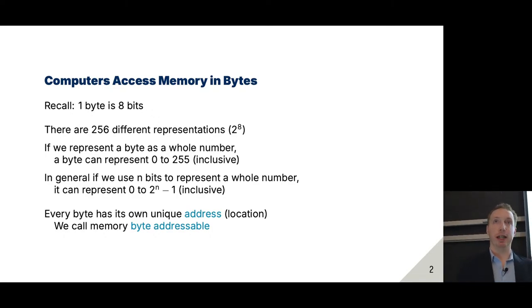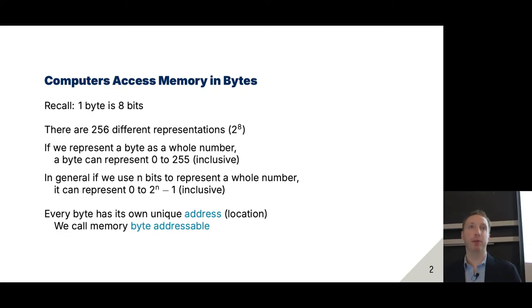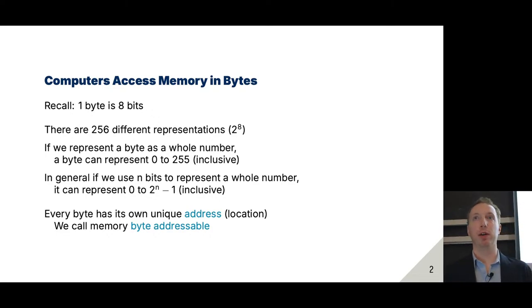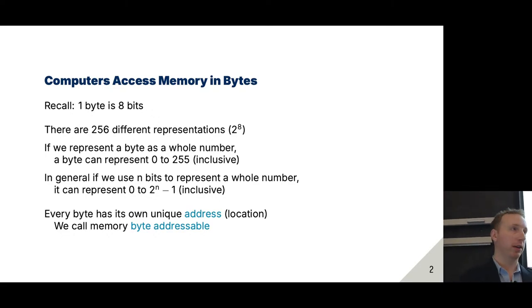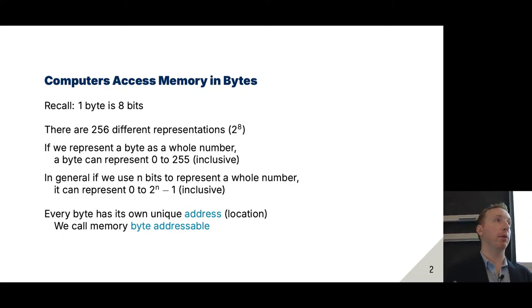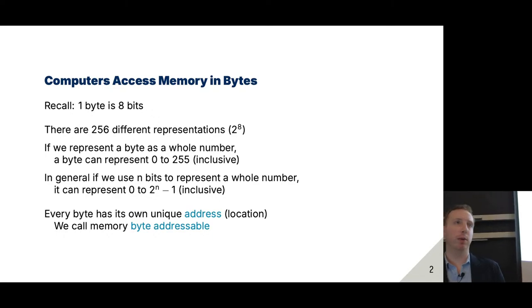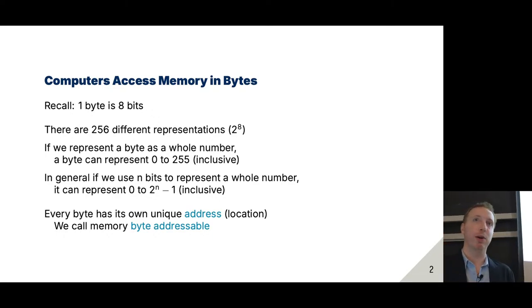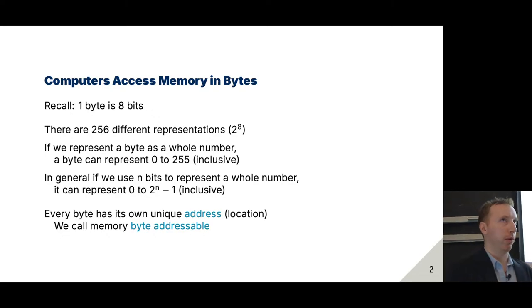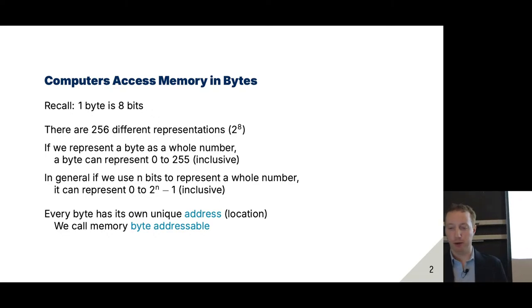So, if there are 8 bits, that means there are 256 different representations because each bit could be a 1 or a 0, there's 2 options, and since I have 8 of them, there's 2 to the 8 different possibilities. We went over last lecture how you can write out a number in binary. Same principle as base 10, where there's the hundreds column, the tens column, and the ones column. With powers of 2, each column is 2 to another exponent, so it's the ones column, the twos column, the fours column, the eights column, and so on.